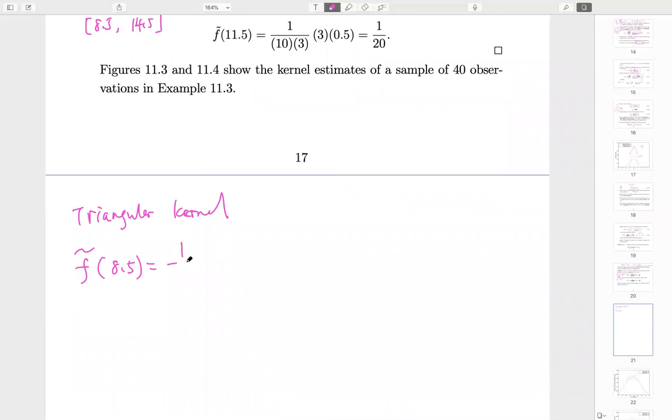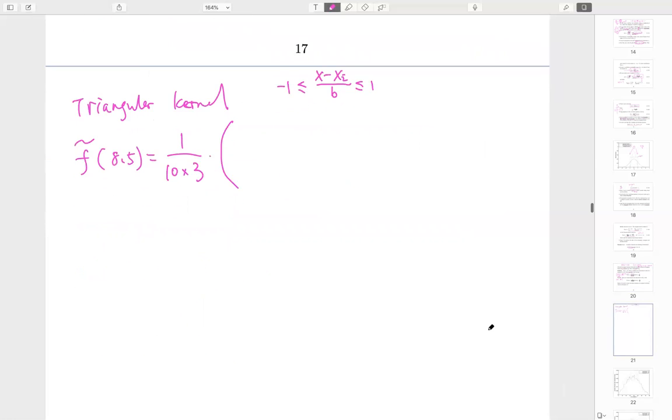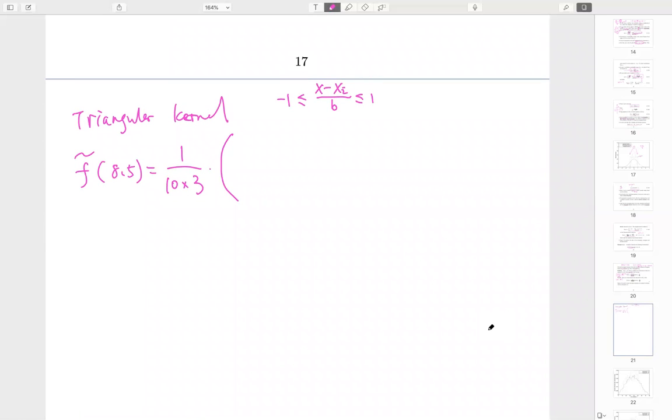So it's 1 over n. We have 10. B is 3. And then we need to figure out the kernel part. What are the points that will lay between? Remember here what we do is we want it to be greater than B divided by I. So in that sense, the points would be the same as what we discovered down here, right? So now let's do the analysis.